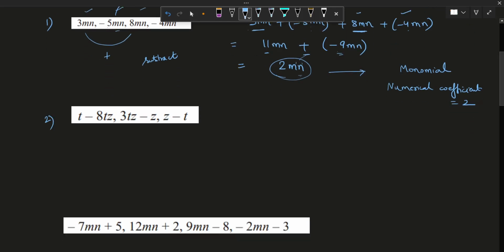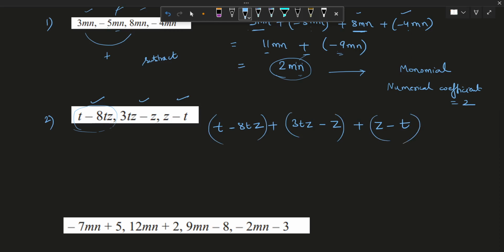Second question, here we have binomials given. Binomials means expressions with two terms. Here this expression has two terms, t minus 8tz. So I'll write it: t minus 8tz plus 3tz minus z plus z minus t. These are the three expressions given to you and you have to add them. They are all binomials. Now let's see like terms.